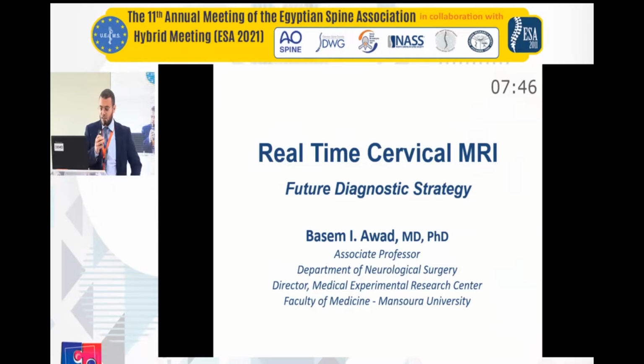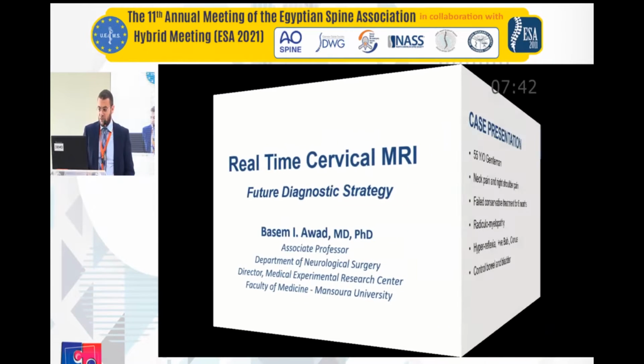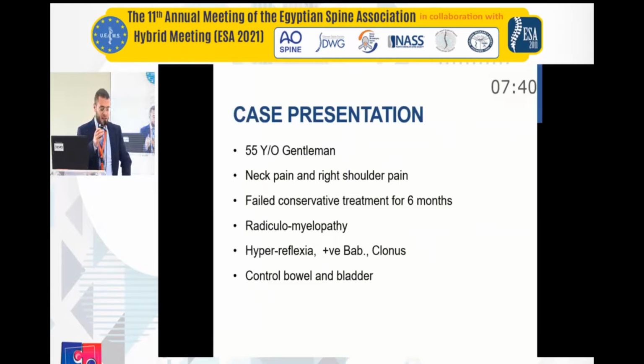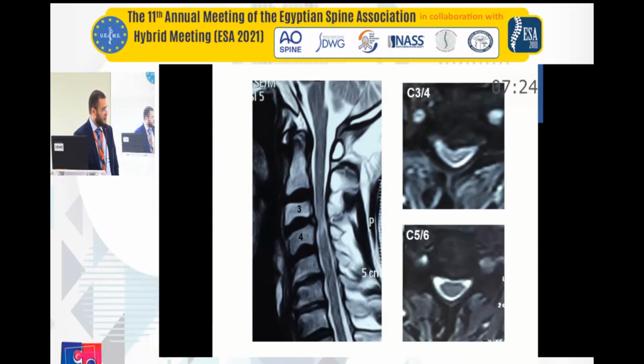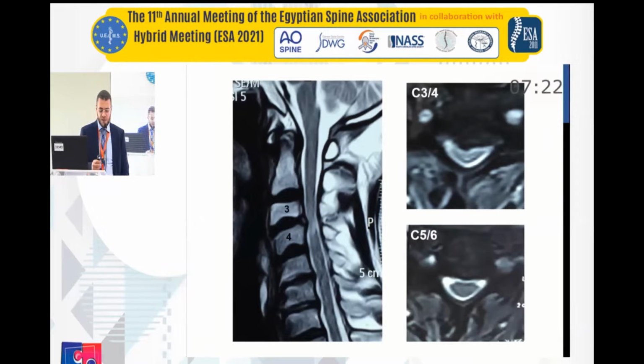I would like to talk about real-time cervical MRI. This is a 55-year-old gentleman complaining of cervical radiculomyelopathy. You can see this is the MRI. It is very clear this patient has a C3-4 disc prolapse with cord signal change, and definitely this patient was prepared for ACDF at this single level, C3-4.